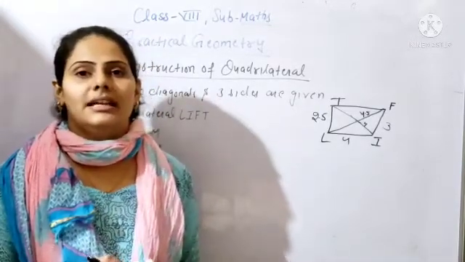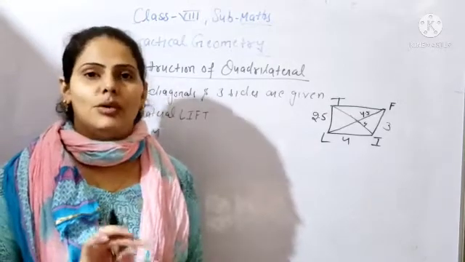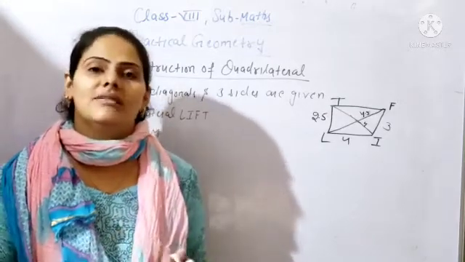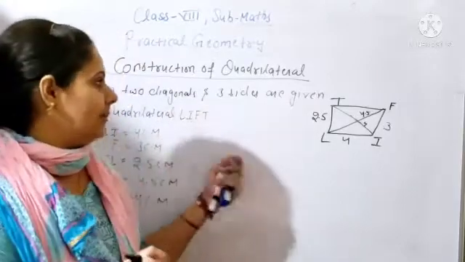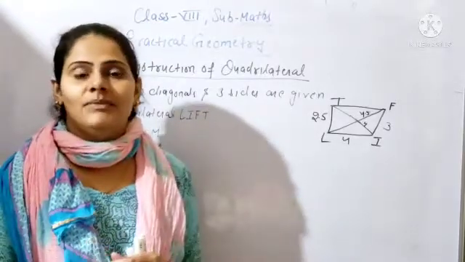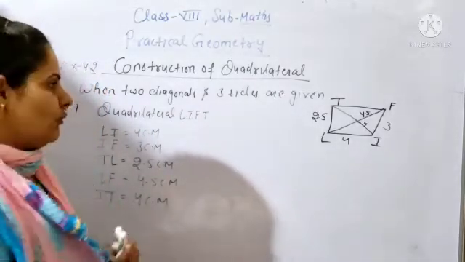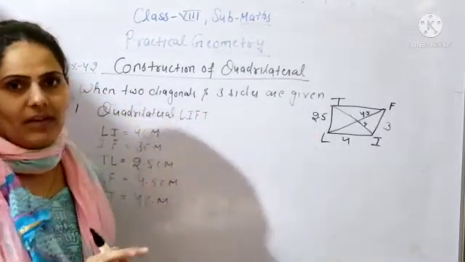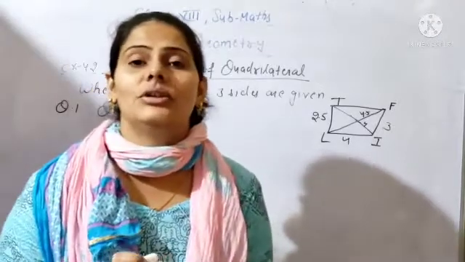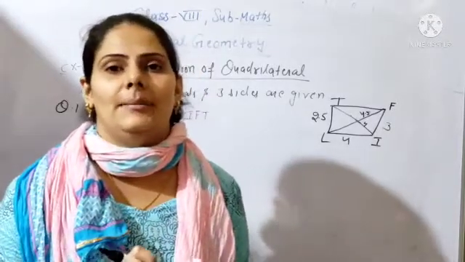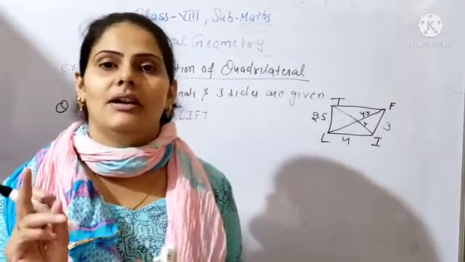In your previous exercise you have done where all four sides are given and only one diagonal is given. But in this exercise three sides are given and two diagonals are given. Clear? So one by one, step by step we will solve. First of all, you will make a rough diagram, and after that you will make a fair diagram.